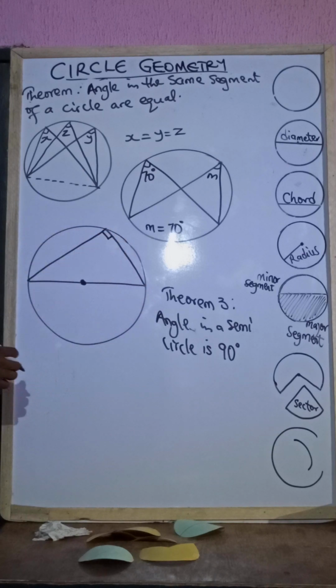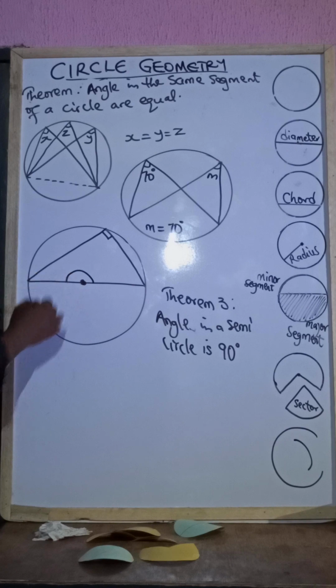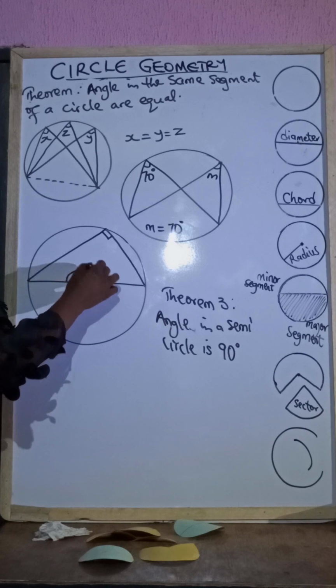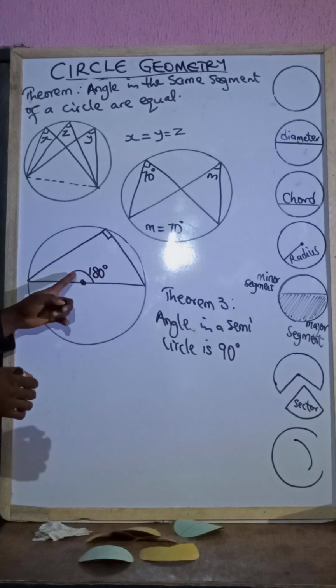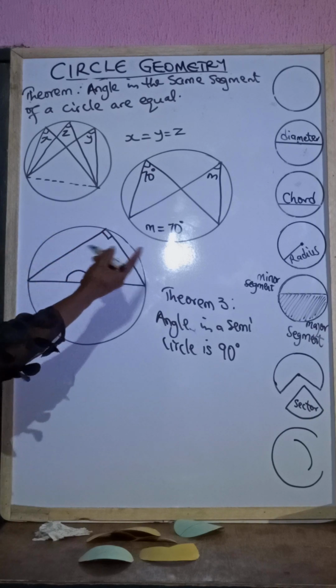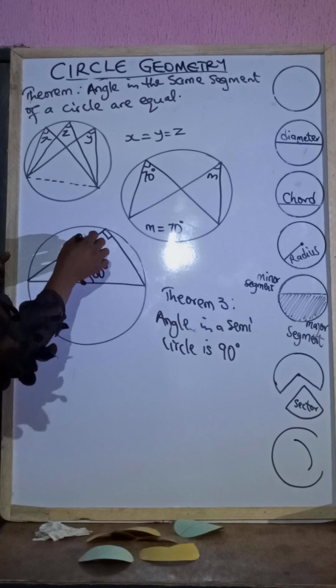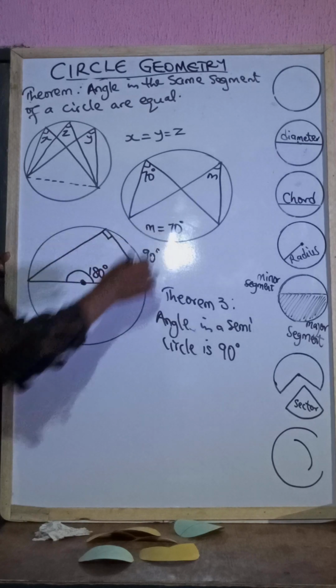Why is it so? Remember the first theorem we talked about says that the angle subtended at the center of the circle is twice the angle subtended at any point on the circumference. You and I know that angle on a straight line is 180 degrees. So this one now is subtended at the center, while this is subtended at the circumference, which means here will now be half of 180, which is 90 degrees.